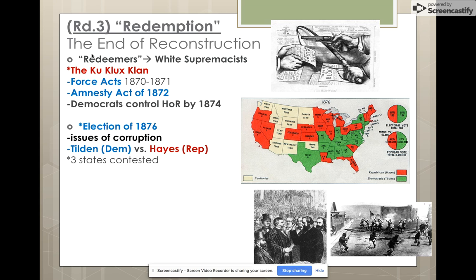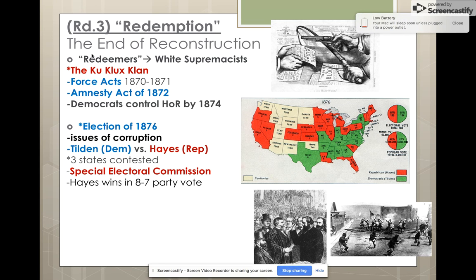the presidency. Because these states were contested, Congress agrees to put together a special electoral commission made up of congressmen and even judges. And the commission itself, 15 members in a party vote, gives the election to Rutherford B. Hayes, and those contested votes essentially will go to him. And so as a result, Rutherford B. Hayes will get the presidency.